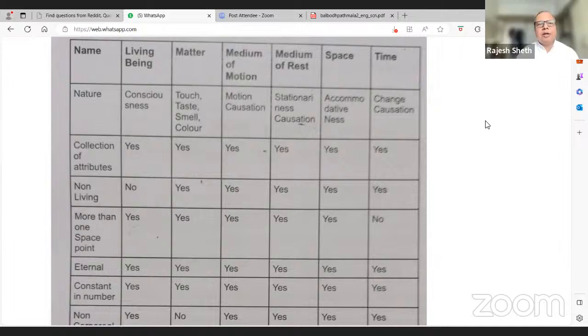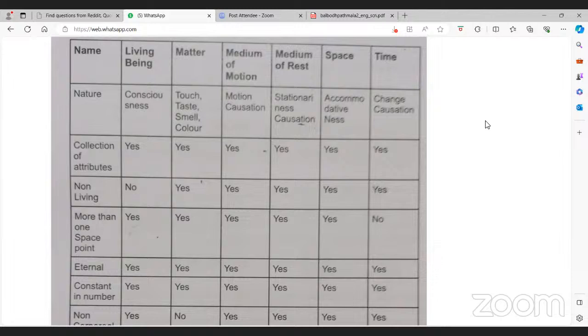So you can see this chart on the screen, and the first point of discussion is nature. So you would say like this, that living being has this nature of consciousness. Consciousness means to know. Yeah, and movement as well. We can touch, taste, smell, and color. So that is the quality of what? Matter. Right. So you have to mention matter. Then we have this medium of motion, ether, and medium of rest, for example, tree.